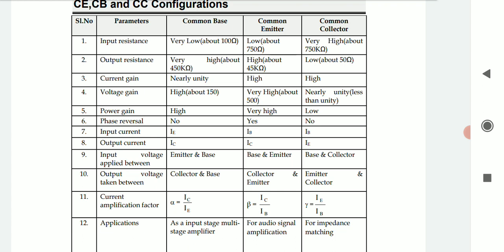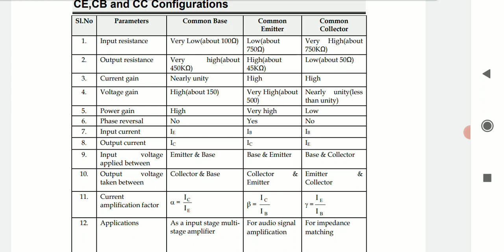The input voltage is applied between emitter and base in common base, base and emitter in common emitter, and base and collector in common collector. The output voltage is taken from collector and base in common base, collector and emitter in common emitter, and emitter and collector in common collector.